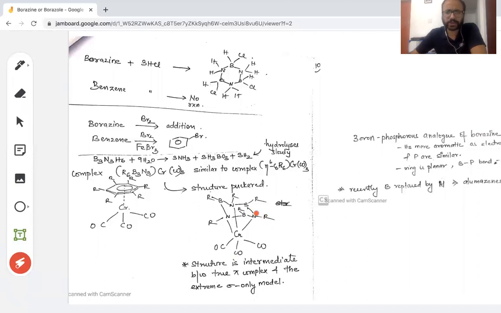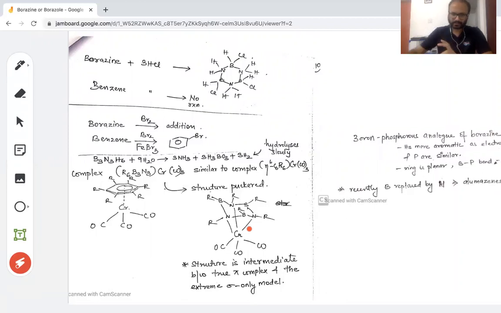So this is the difference in the chemical state or the reactivity of borazine and benzene. They are completely different, and that is why we say that the terminology inorganic benzene is a kind of misnomer. It is not exactly an inorganic analog of benzene.